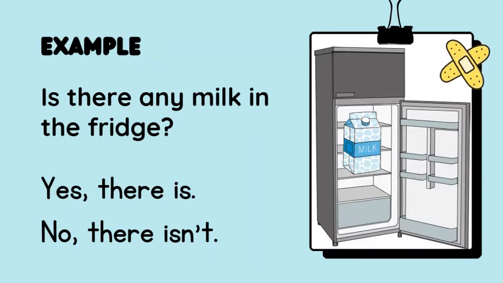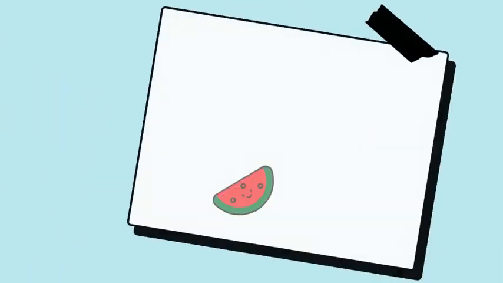So, for one, it is singular, and for singular, we use is there. And we can respond with yes, there is, if it is true, or no, there isn't, if it is false. We also use is there for uncountable nouns. Now, do you still remember countable and uncountable nouns?